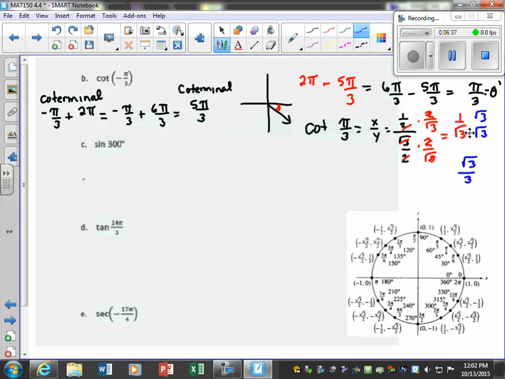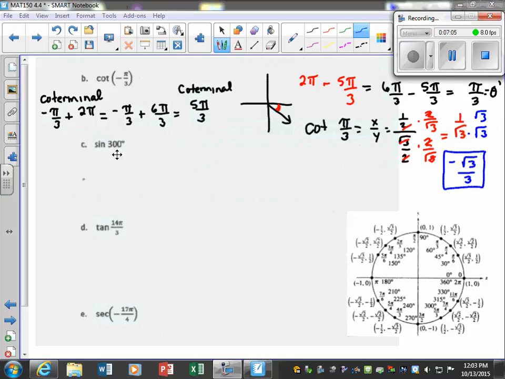Now, this is the part that's easy to forget. We go back to the original and find out the sign. What is going to be the cotangent in this position? Positive or negative? Well, all students take calculus. Cotangent's only positive here, so that means it's negative everywhere else. So go back and apply the sign for that quadrant.